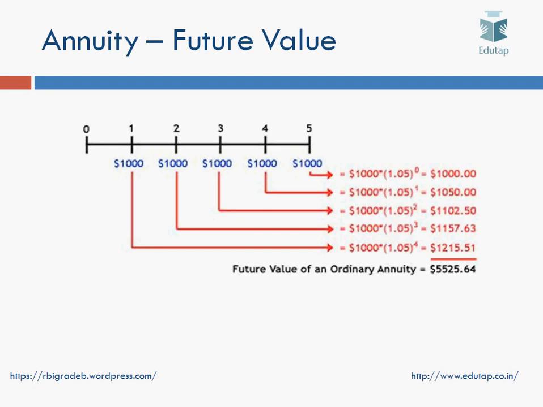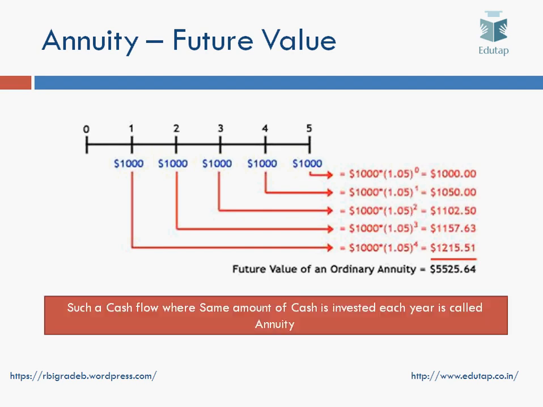A person is investing 1000 rupees in the first year, 1000 rupees in the second year, 1000 rupees in the third year, and hence like this in the fourth and the fifth year. Now such a cash flow, where you are investing the same amount of money each year, is called an annuity.